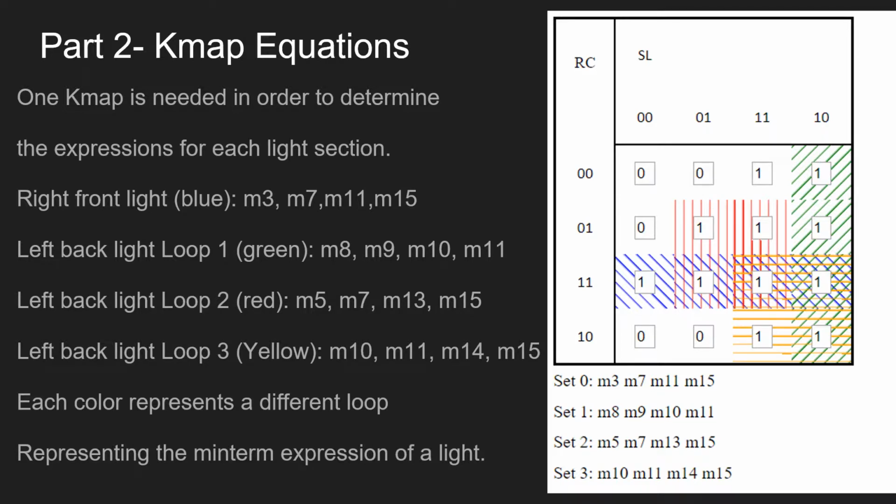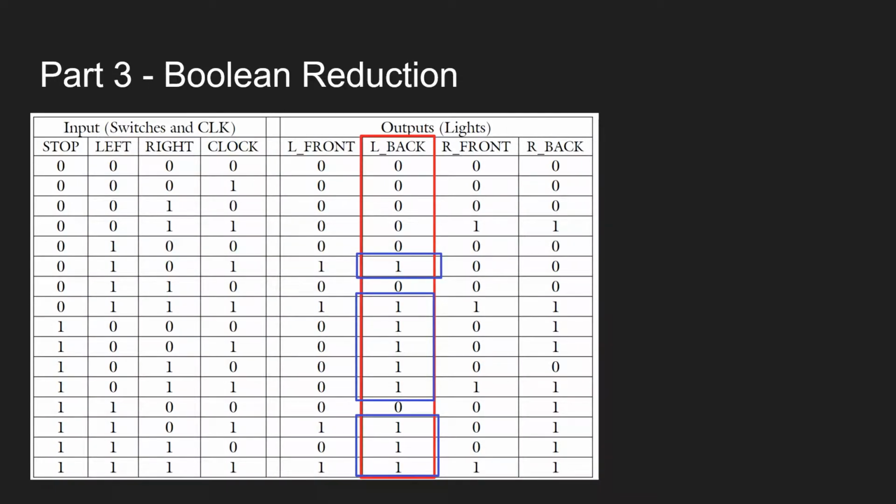Next, we will use the left back light as our example. In this slide, you can see to the right is the K-map for the left back light. Shown in green, red, and yellow are the different loops for the left back light equation. From these, we can get the min-term expression for that light, and then we can derive the Boolean equation from that. In part 3, we will get the full Boolean equation from the truth table, which is highlighted in red for the left back light.